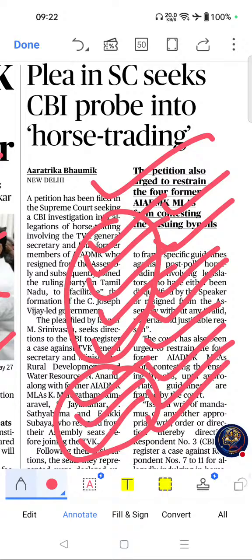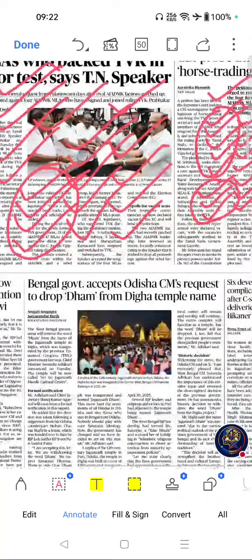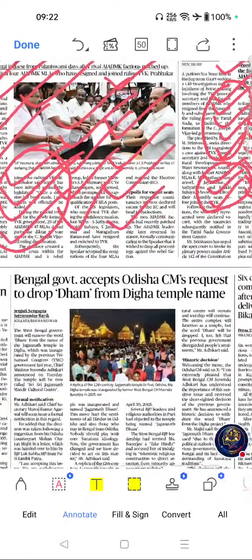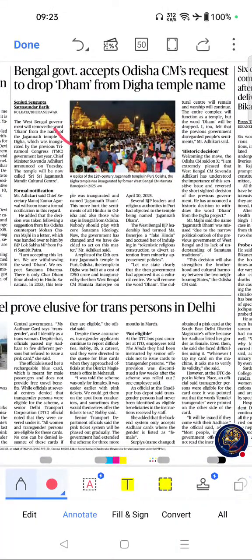Move on to next important article from this page, was this one. Bengal government accepts Odisha CM's request to drop Dham from Digha temple name.